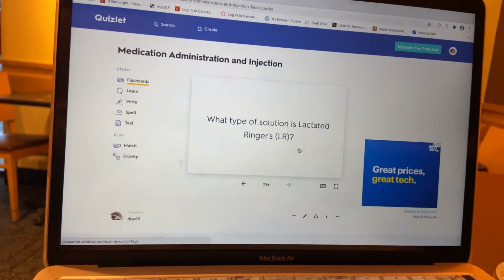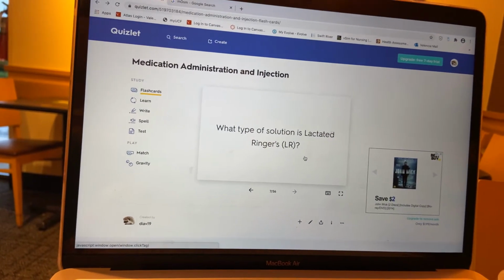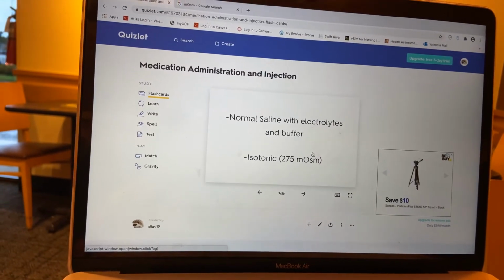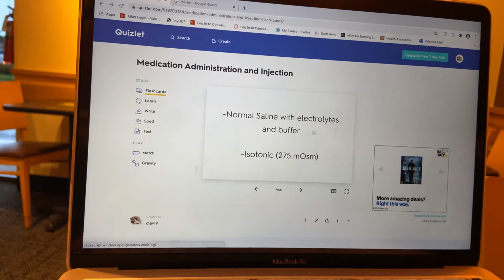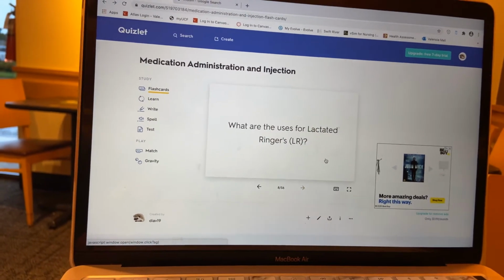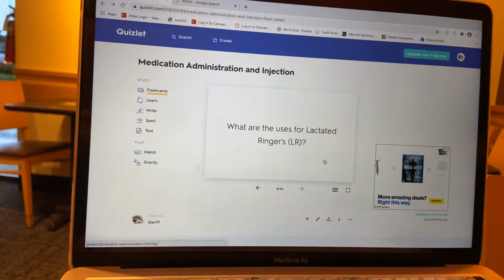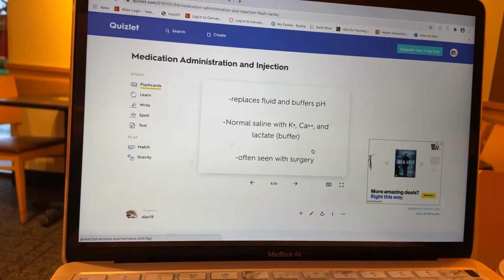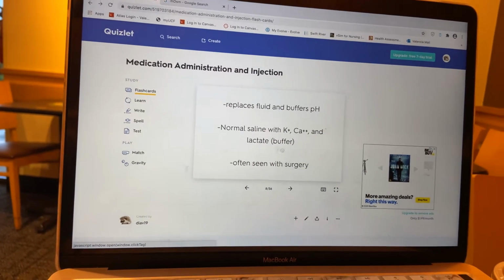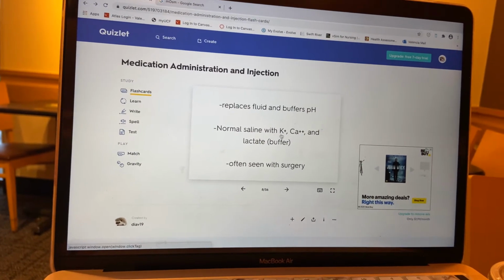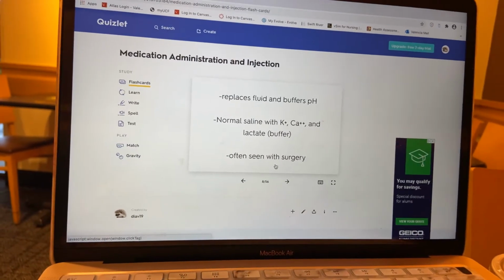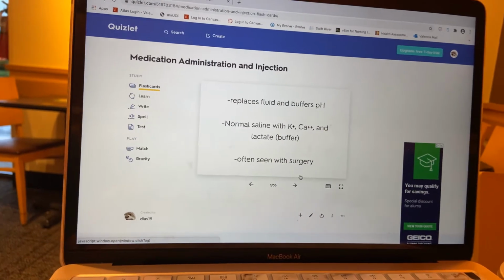What type of solution is lactated Ringer's, LR? It is normal saline with electrolytes and buffer, and this is isotonic. What are the uses for lactated Ringer's? It replaces fluid and buffers pH. It is normal saline with potassium, calcium, and lactate buffer, and it is often seen with surgery.